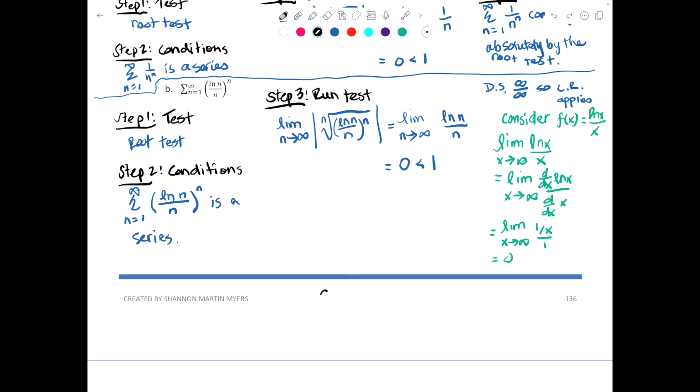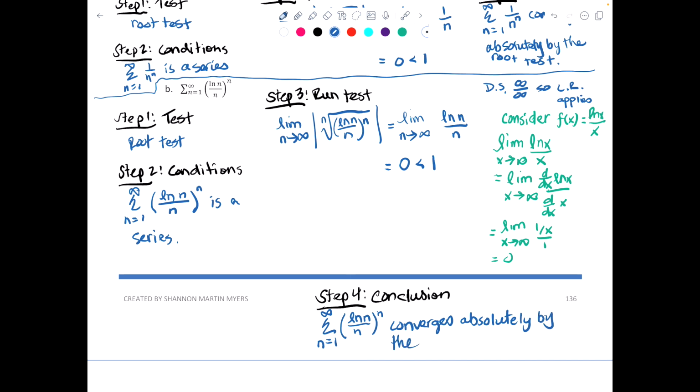And now our conclusion, step 4. The summation as n goes from 1 to infinity of (natural log of n over n) raised to the n converges absolutely by the root test. Cool, cool?